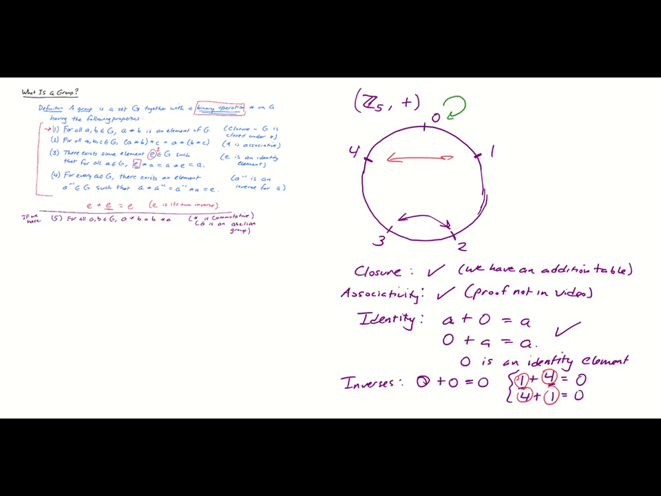Everything has an inverse. And also, one thing that we know from our addition table from the previous video is that this operation is commutative. So addition is commutative, which means that not only do we have a group, we in fact have an abelian group. Z mod 5 is an abelian group under addition. So that's one example. We'll talk about another one in the next video.